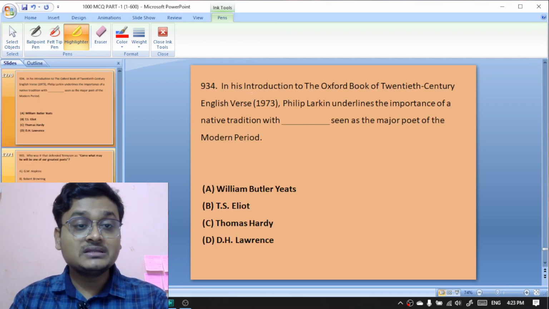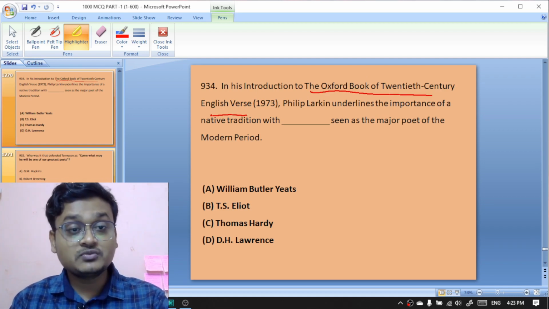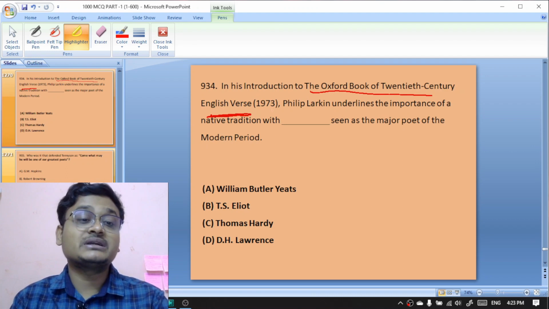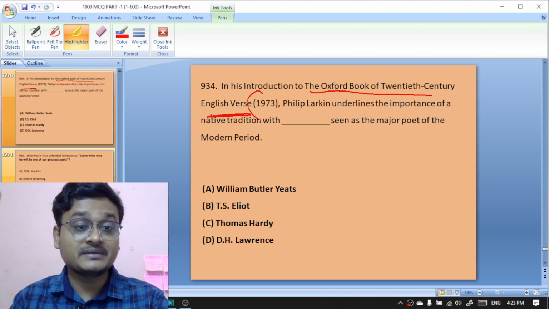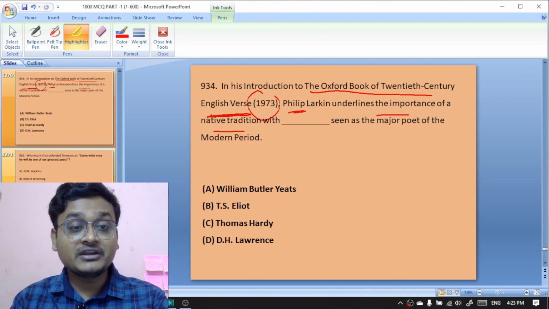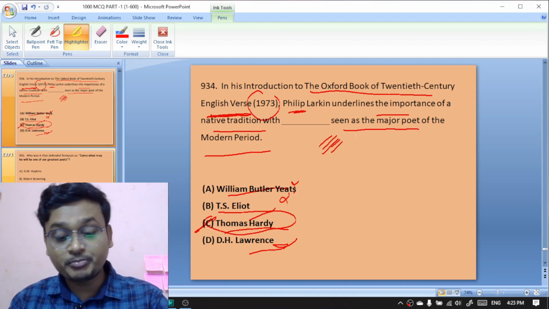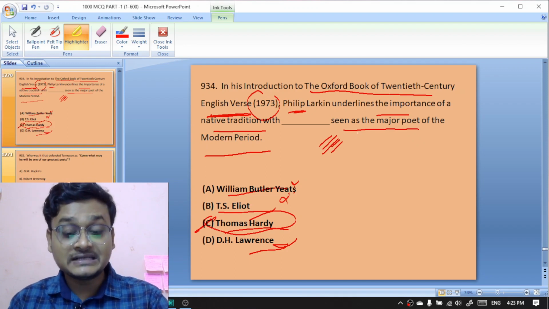Next question: in his introduction to the Oxford Book of Twentieth Century English Verse, 1973, Philip Larkin underlines the importance of a native tradition, with who seen as a major poet of the modern period? William Butler Yeats, T.S. Eliot, Thomas Hardy. It is Thomas Hardy. So here Thomas Hardy is seen as the major poet of the modern period.